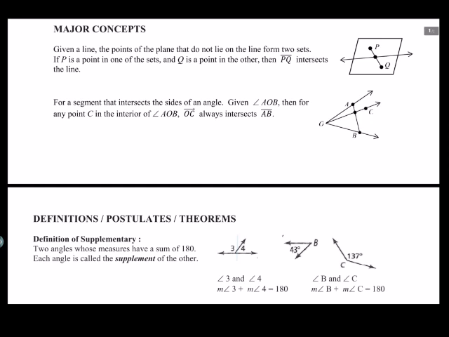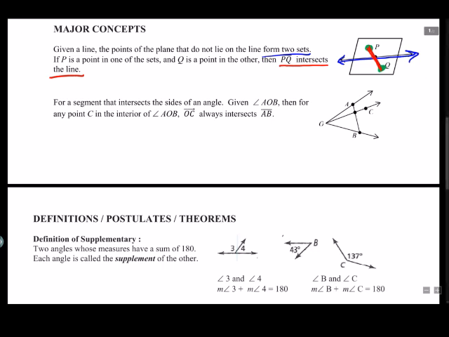Some major ideas in this lesson are going to be, if you are given a line, so take a look at our line here, you can imagine that it splits this plane into two sets. And if we take a point in the top set, P, and we take a point in the bottom set, Q, we can say that the segment formed between P and Q will always intersect the line. So when you look at it, it makes a lot of sense once you go through it.